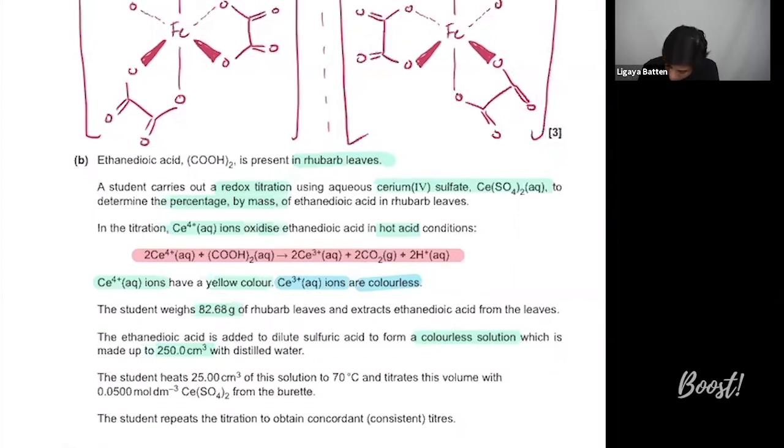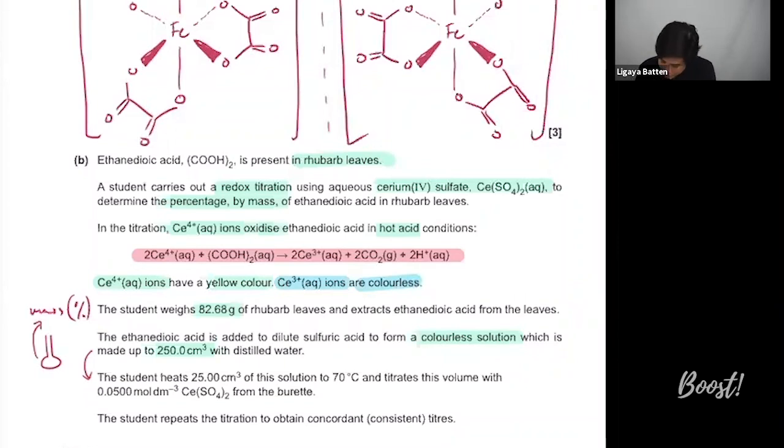So remember, we've got whatever the mass that we weighed here of the rhubarb leaves, a certain percentage of that was the ethane dioic acid. We're going to eventually work out from the titration how many moles was in the titration. Then we need to work out how many moles was in the 250, the standard solution we made up, and that will tell us the number of moles in the 250 will be related to the number of moles we had in the original mass, and that will give us our percentage by mass.